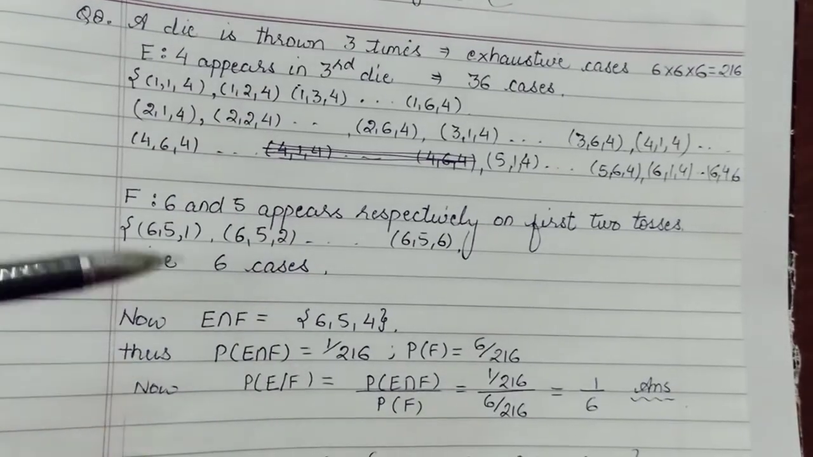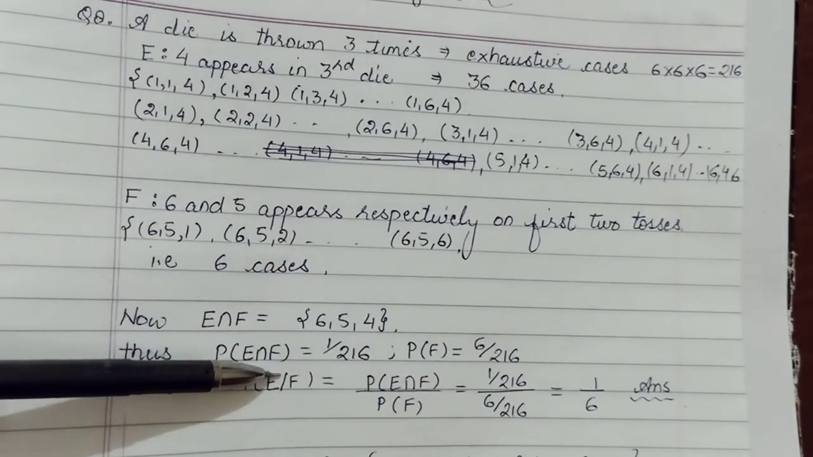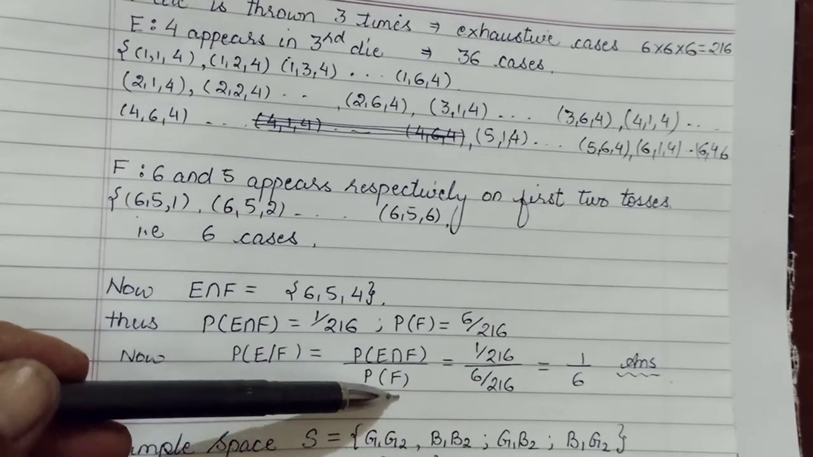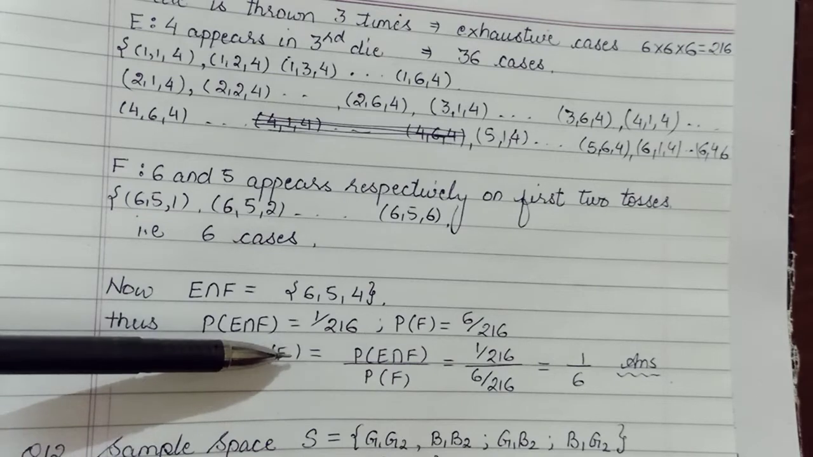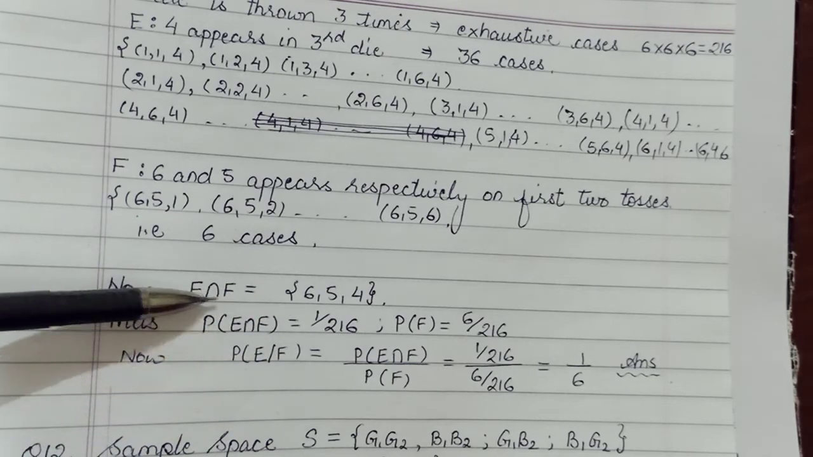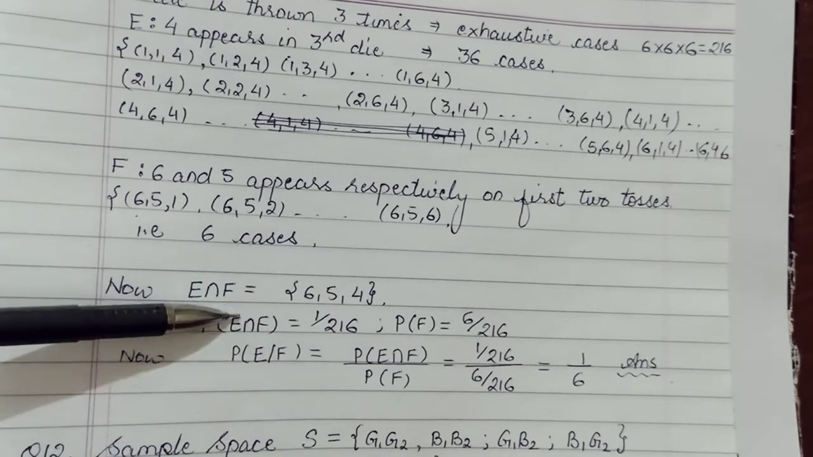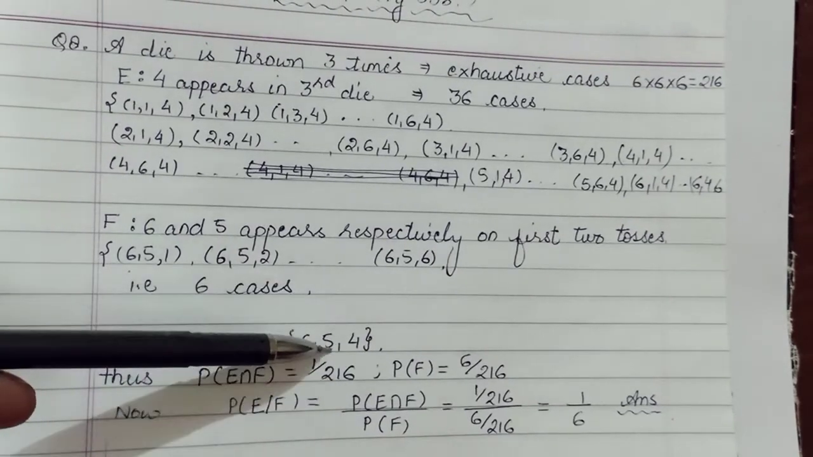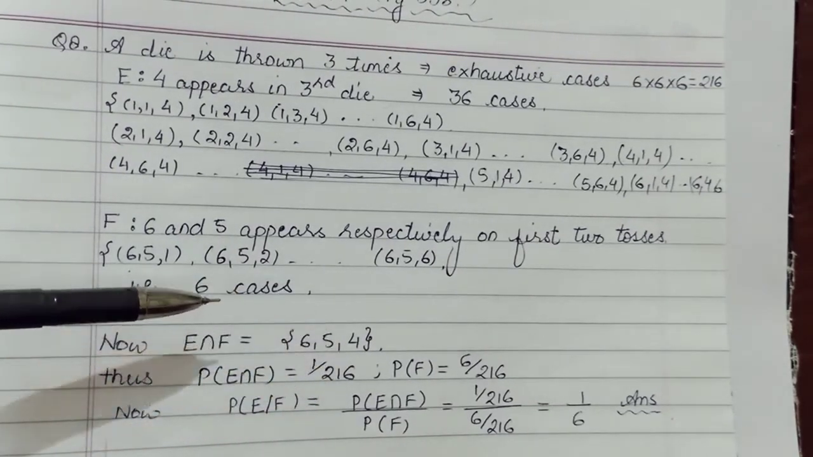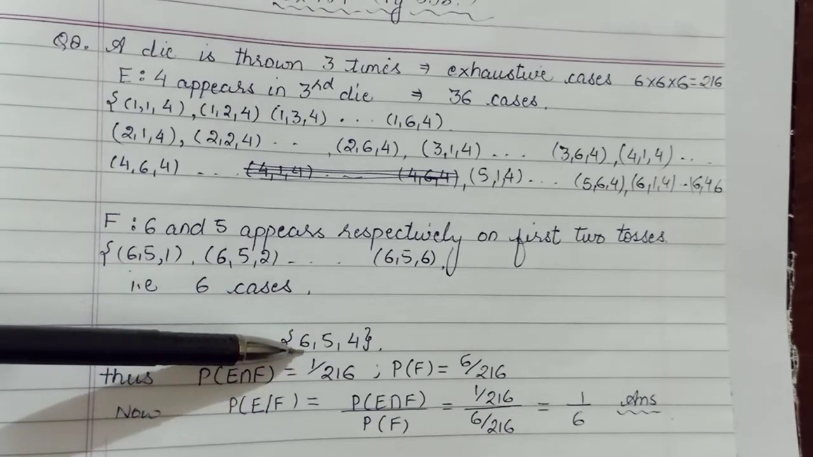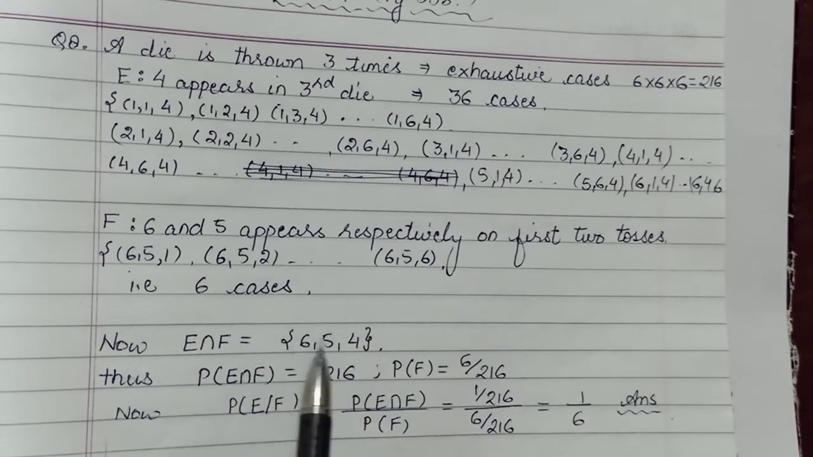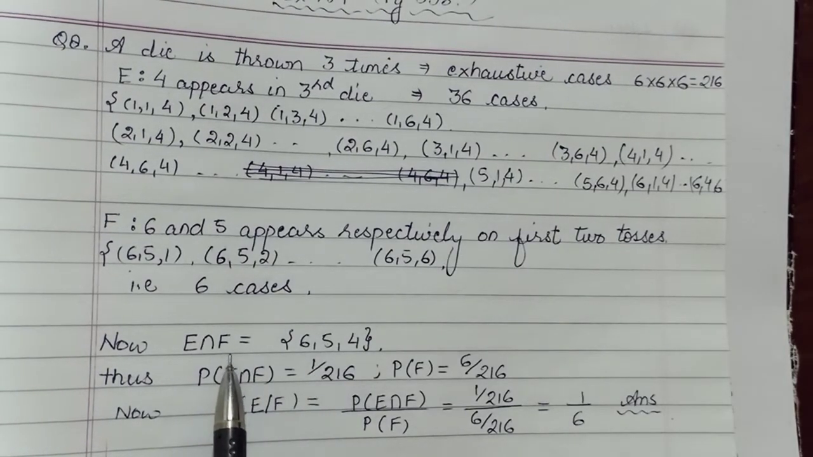Now, the question is to find the probability of E given F, whose formula is probability of E intersection F upon probability of F. So first we need to form the set E intersection F. What will E intersection F be? E said 4 in the last go, F said 6 and 5 in the first 2 entries. So 6 5 4 is all fixed. There is only one outcome which is going to satisfy the intersection of the two.